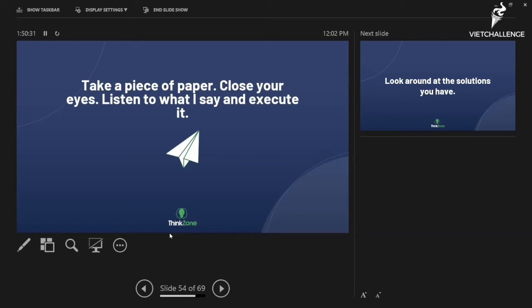Fold it again into. Cut the paper in two. So rip it apart in two. Rip the paper in two. This is a new word. Can you say it in Vietnamese?